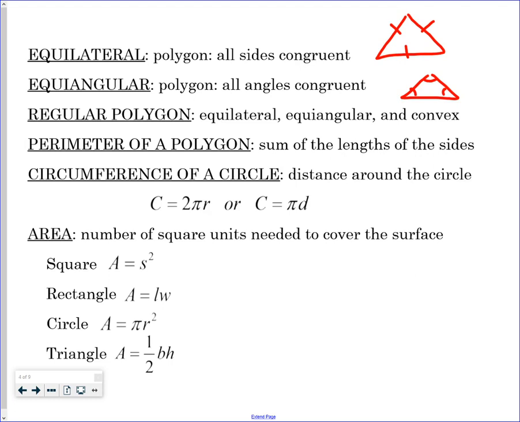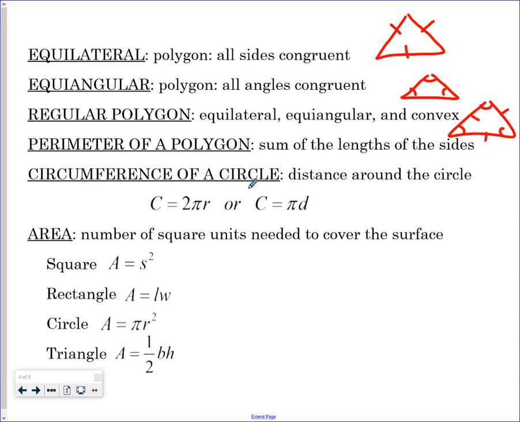Okay? So a picture like that, again, it doesn't have to be triangles, that's just what I'm drawing, would look like this. All angles the same, all sides the same. That's called regular. Okay? You guys know this by now. Perimeter. What's perimeter? How do I find it? Yeah, you add all the sides up, right? It's the sum of the lengths of the sides.